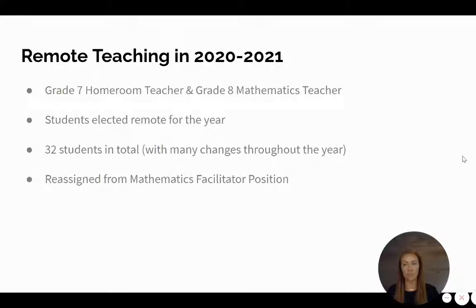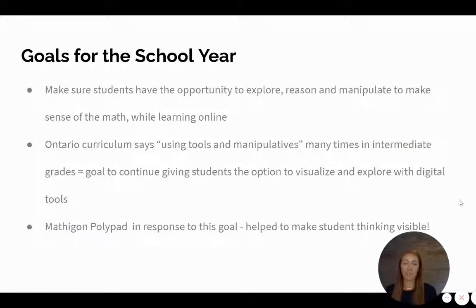I did have a unique perspective this school year as I was reassigned from my mathematics facilitator position that I had held for the previous 3 years. This point of view allowed me to bring my knowledge and understanding of the Ontario curriculum, as well as my understanding of best practice, and really put that into play and really meet the needs of my students this school year. So in order to meet those needs of my students, I had to set goals for both myself and for them. I wanted to make sure that they had the opportunity to explore, reason, and manipulate, and really truly make sense of the math, even when they were learning online.